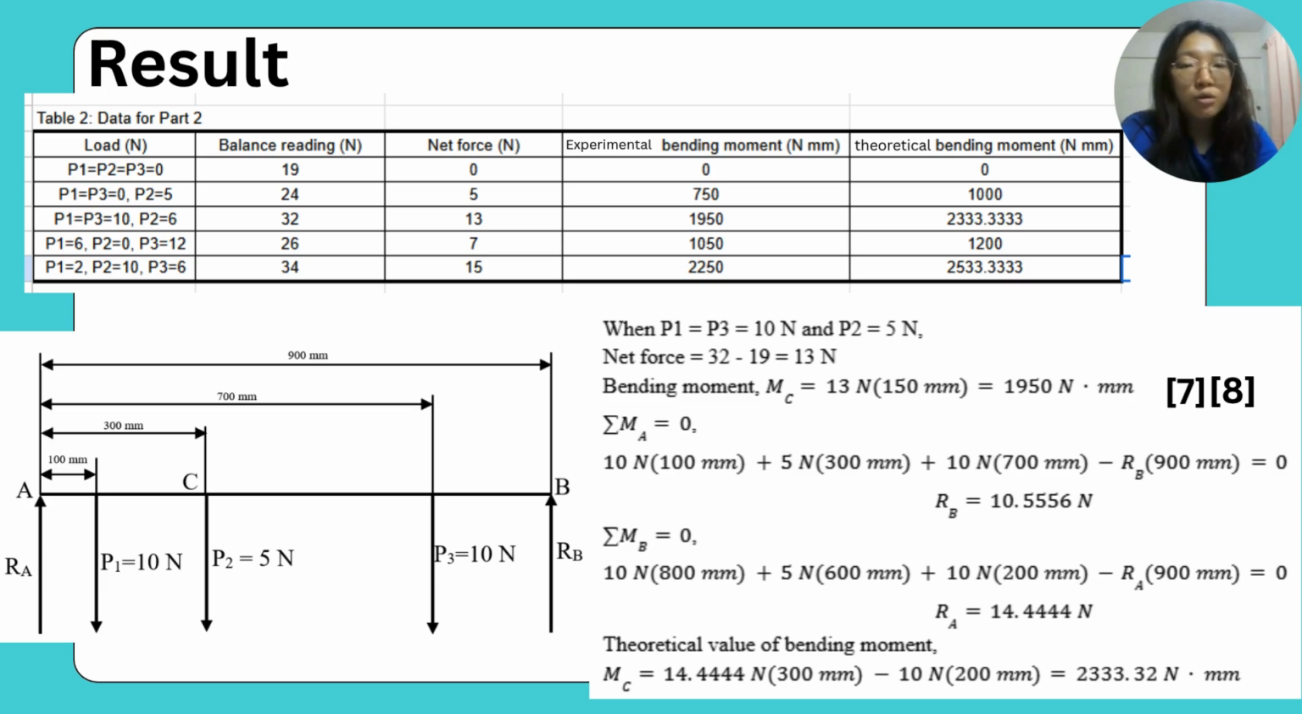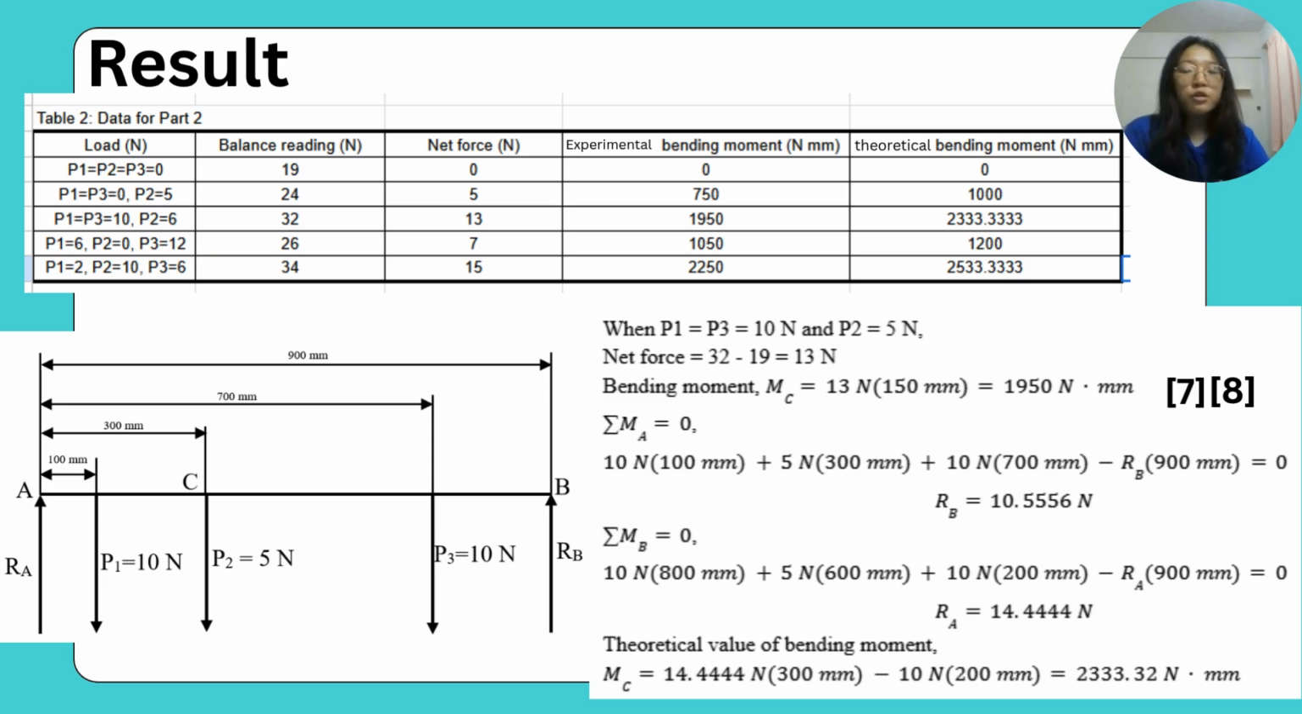So moment is equal to the force times the distance. So the distance must be perpendicular to the force. For the example below, we take P1, P3 equal to 10 Newton and P2 equal to 5 Newton. So the net force is 32 minus 19, which is 13 Newton. So the bending moment at C is 13 Newton times 150 millimeter, which is equal to 1950 Newton millimeter. This is 150 millimeter because this is the arm length, which is fixed.